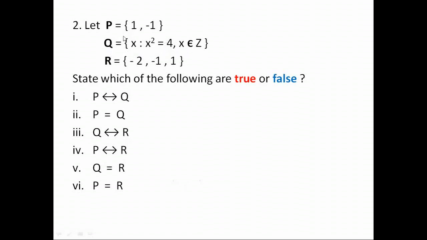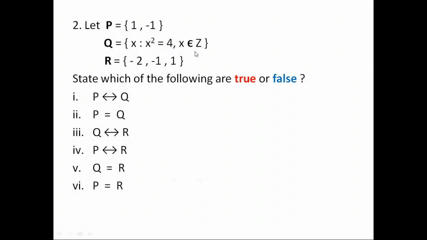But if you observe, set Q is not given in the roster form, so the elements are not visible here clearly. So we need to find out the elements first in the roster form. Let's understand this. x² is equal to 4, means x is such a value that if you square it, you will get 4. And x belongs to integers. So what is the number that we can square to get 4? 2, isn't it?